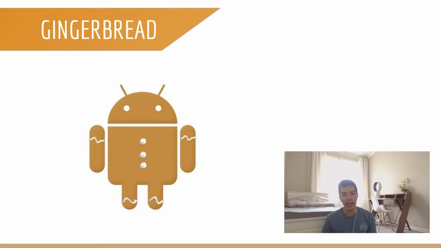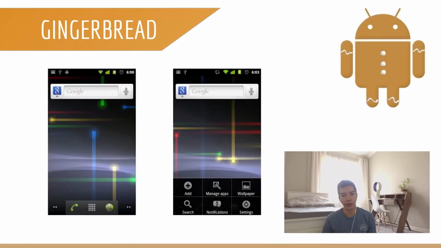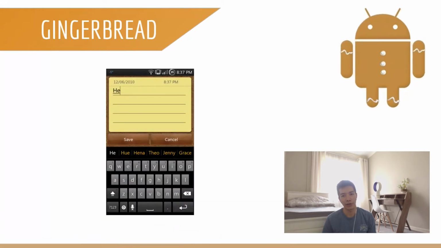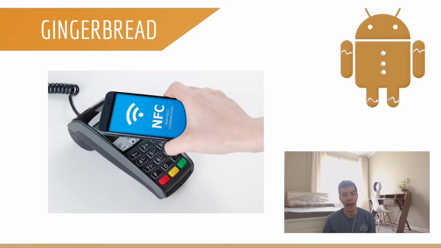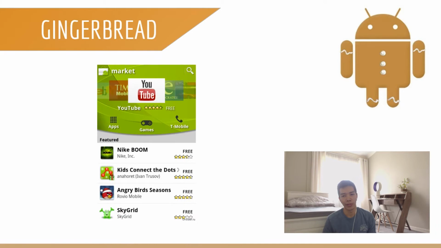In December of 2010, Android 2.3 Gingerbread was released. The on-screen keyboard introduced a suggestions feature, NFC support was added, Android Market 2.0 was released with a major redesign, and the Google Books app was added.